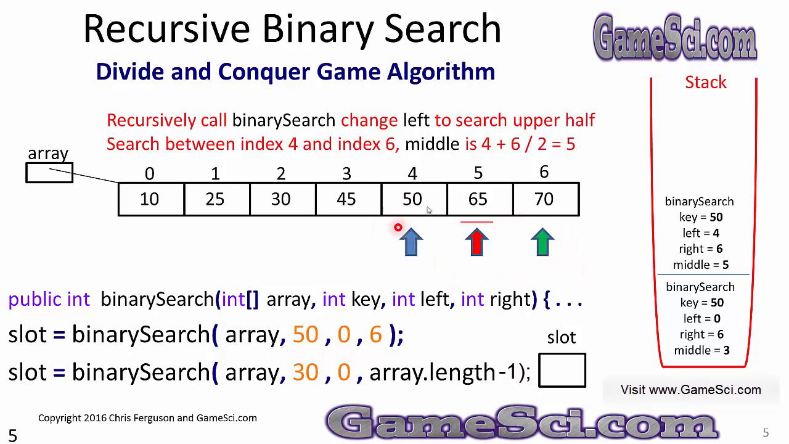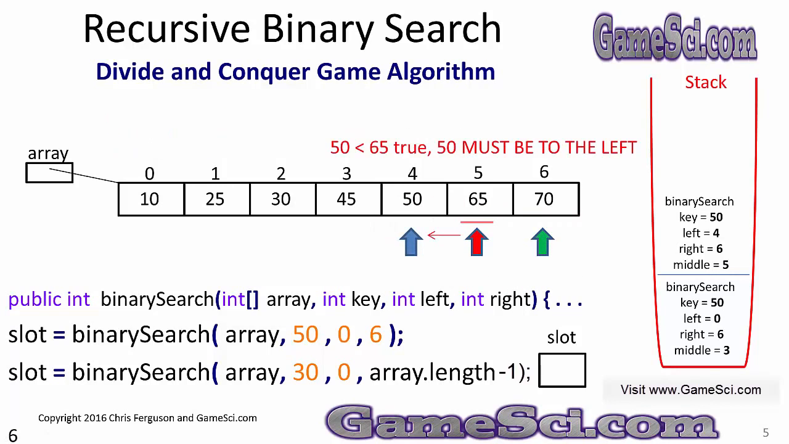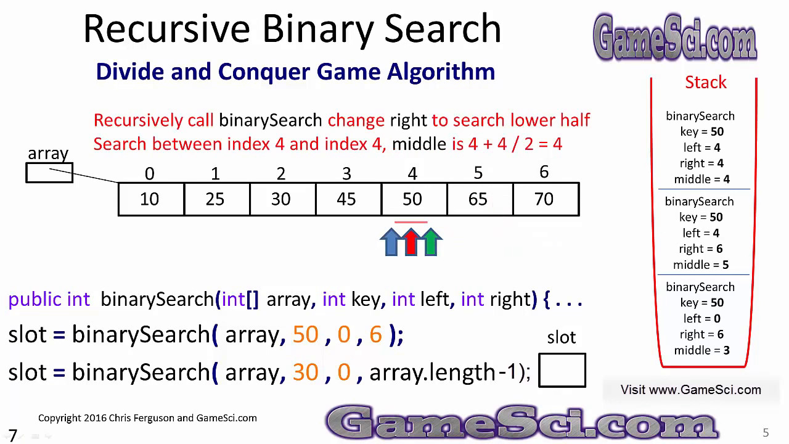Now search this data right there. How are we going to search that data? Well, 50 less than 65 is a true statement. What we're looking for is less than 65. So binary search says we have to go to the left and look for that data. Bang! When we go left, we recursively call binary search again.